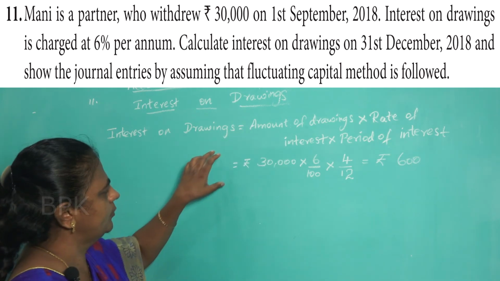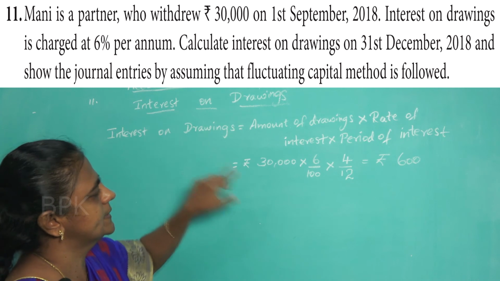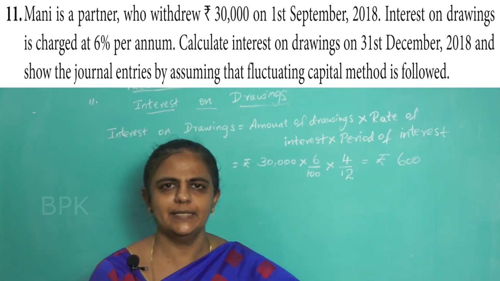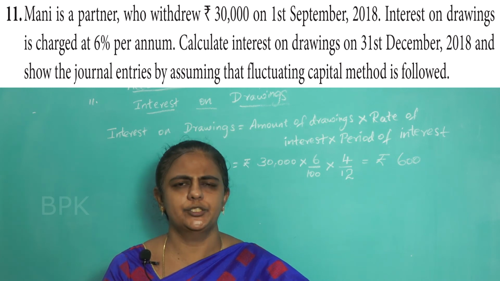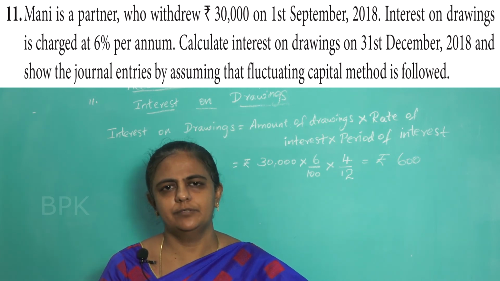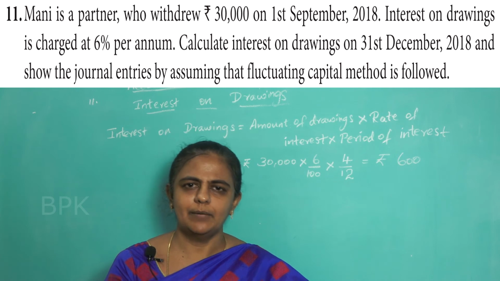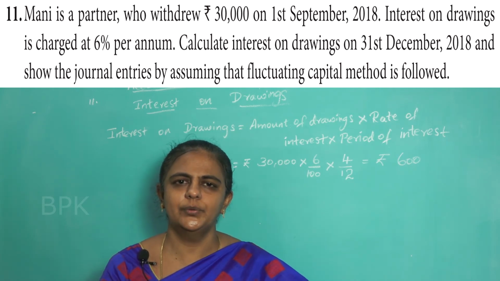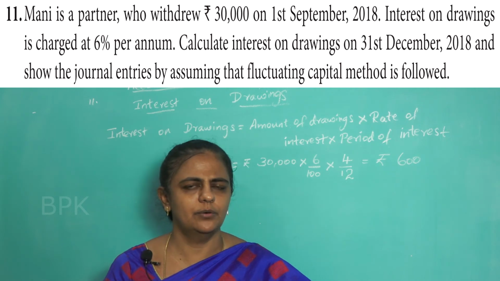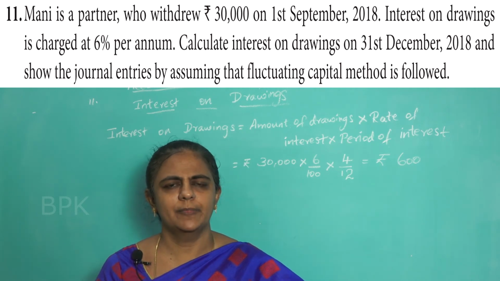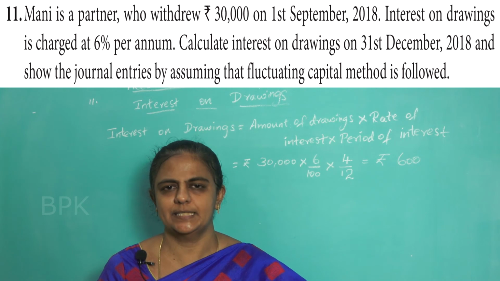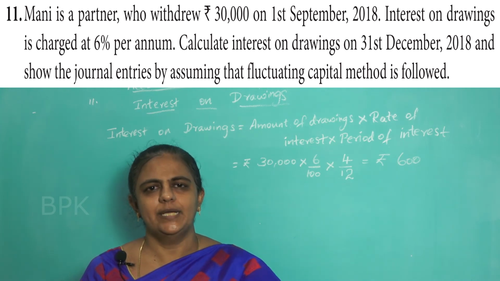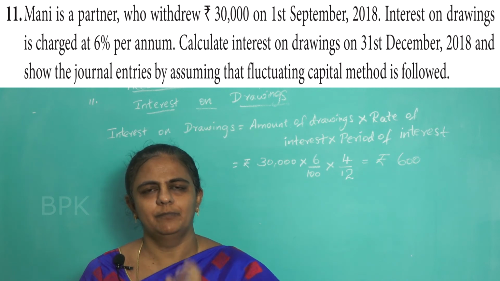Now, one part of the question is over, but what else is asked there? You have to show the journal entries. Already I have told you, when you are showing the journal entries, you have to show either in capital account or current account. Now, in this sum, what you have to do? You have to show capital account or current account. How to find out? Go back to the question. See the question. What is given there? Under fluctuating capital method. Okay.